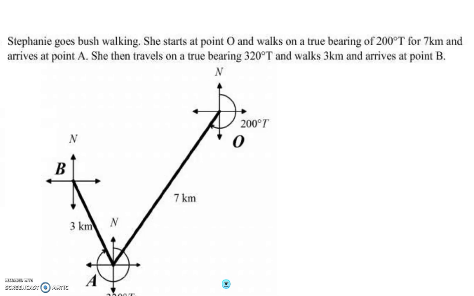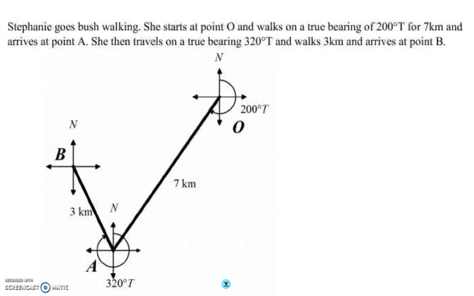Alright, year 10, this is the final question on the trigonometry test. Stephanie goes bushwalking. She starts at point O and walks on a true bearing of 200 degrees true for 7 kilometers and arrives at point A. She then travels on a bearing of 320 degrees true and walks 3 kilometers and arrives at point B.